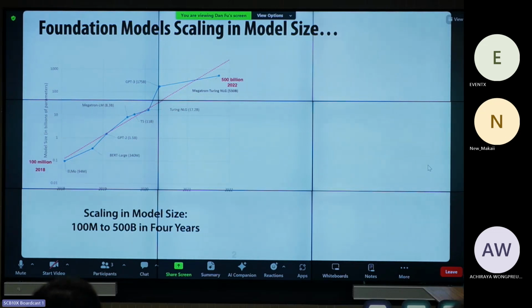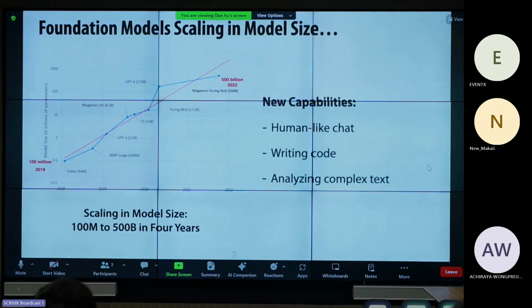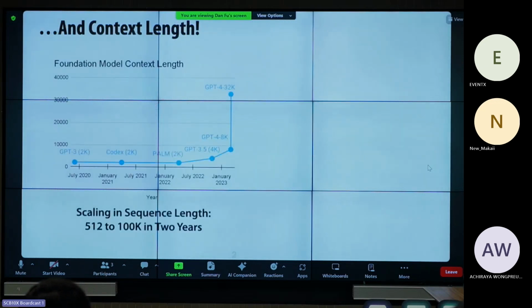And so that's brought with it some basic capabilities: human-like chat models, the ability to help you write code, analyze complex text, all the things that we're seeing with AI models these days. But we're also seeing another trend.